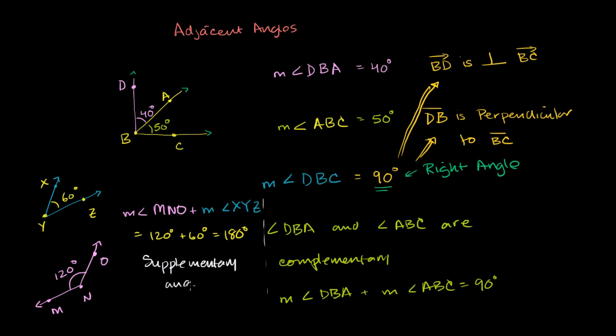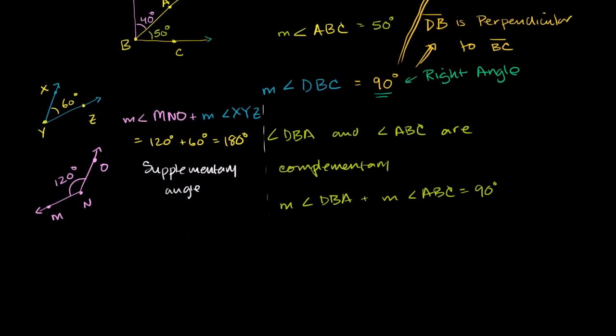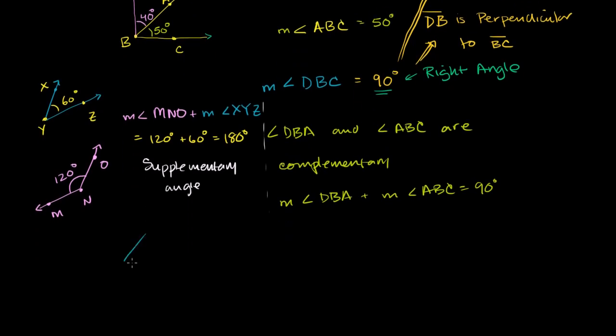Supplementary angles. And if you have two supplementary angles that are adjacent, so that they share a common side, let me draw that over here. So let's say you have one angle that looks like this, and you have another angle. Let me put some letters here again, and I'll start reusing letters. So let's say this is A, B, C, and you have another angle that looks like this. Let's say that this is 50 degrees, and that this right over here is 130 degrees.